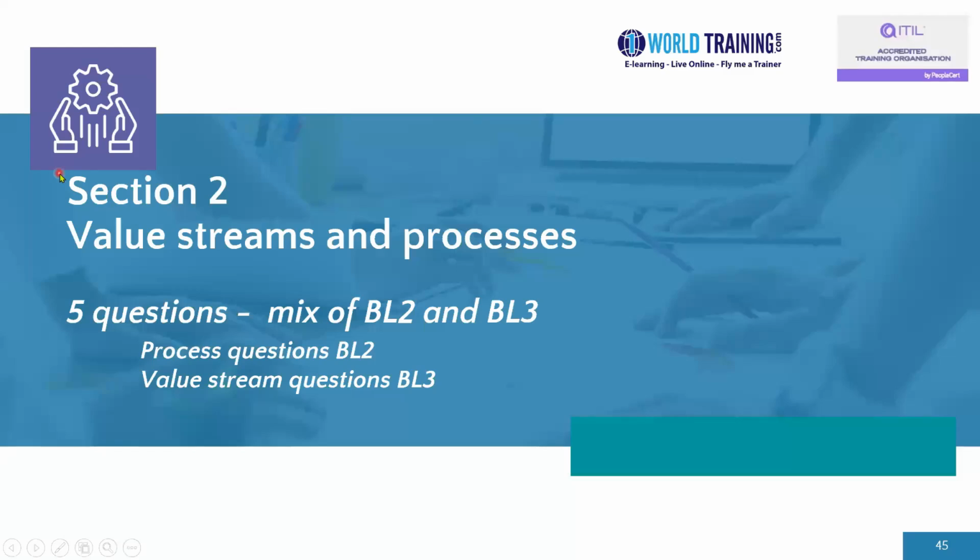Welcome to Section 2, Value Streams and Processes of the Problem Management Practice. Of the 20 questions in the exam, 5 questions will come from this topic. This would be a mix of understanding and application questions. The process questions would be understanding type, and the value stream questions would be application type. But we do not know exactly how many would be understanding and how many application.